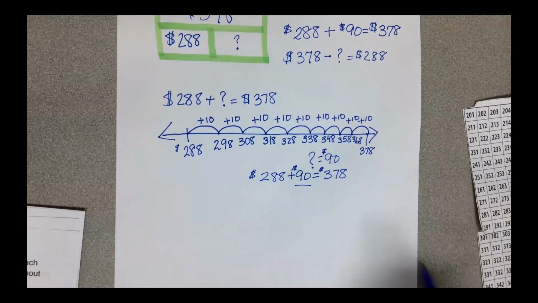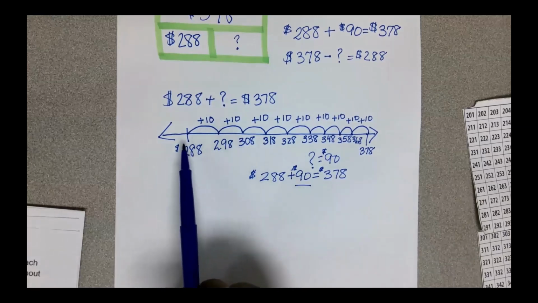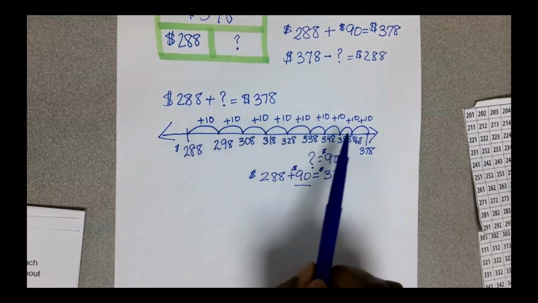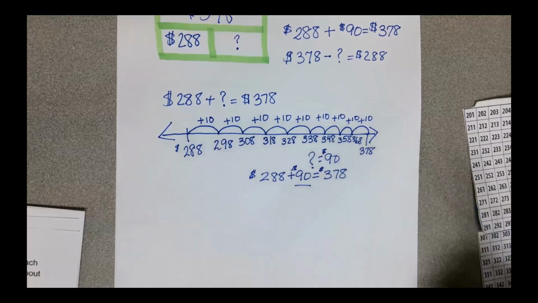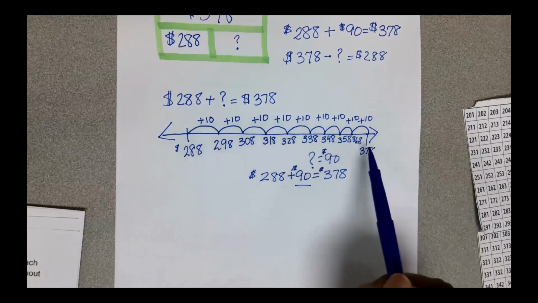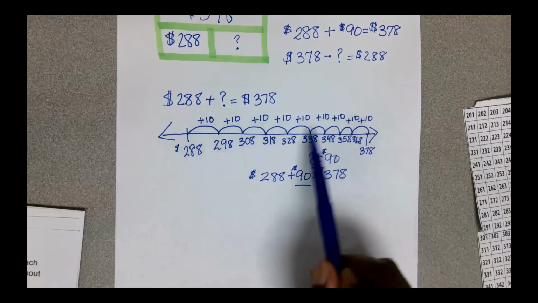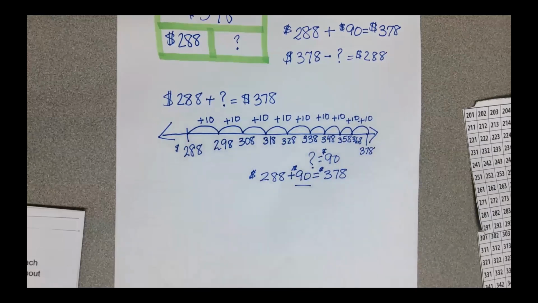Again, in this case, I decided to start at 288 and add up to find the difference. We certainly could have done it the other way around, started at 378 and jumped backwards to show the difference in that way. Both ways are going to yield the same result.